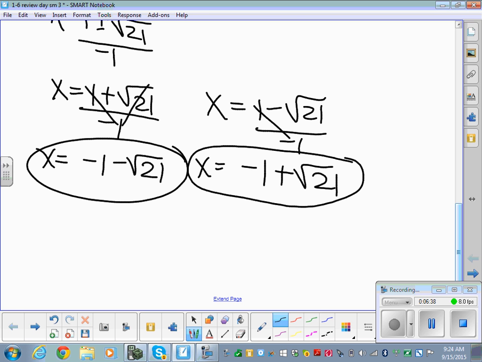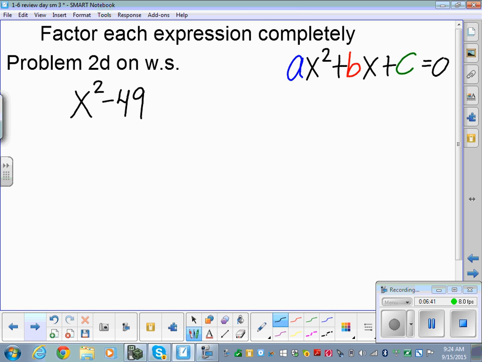Okay, questions. Moving on. All right, factor the expression completely. I'm going to do problem 2 with you. So if you do it, you won't have to do it on your worksheet because I just did it for you, with you. So we're going to factor this one.